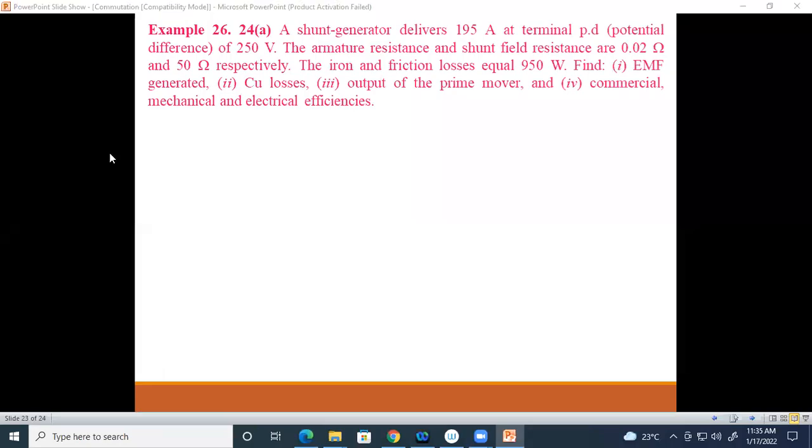Okay, read the problem carefully. A shunt generator delivers 195 ampere at a terminal voltage, or terminal potential difference, of 250 volt. So we will write down the given data here. Given data.